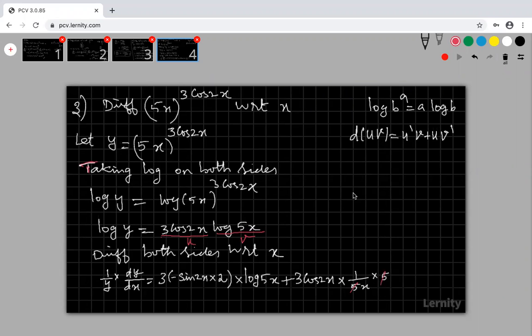Any other term is cancelling? Not possible. Okay, so now come to that. Just simplify this. So here minus is there. Minus, this is 3 into 2. That is 6 sine 2x log 5x. I'm just multiplying everything. Plus here 3 cos 2x divided by x. Are you okay?